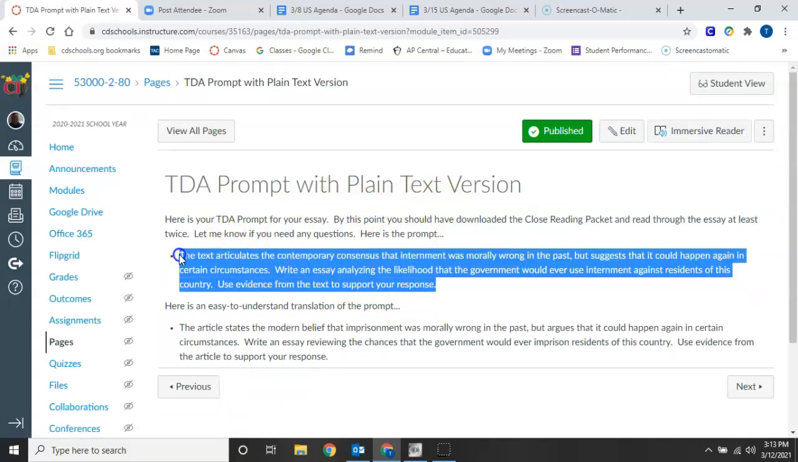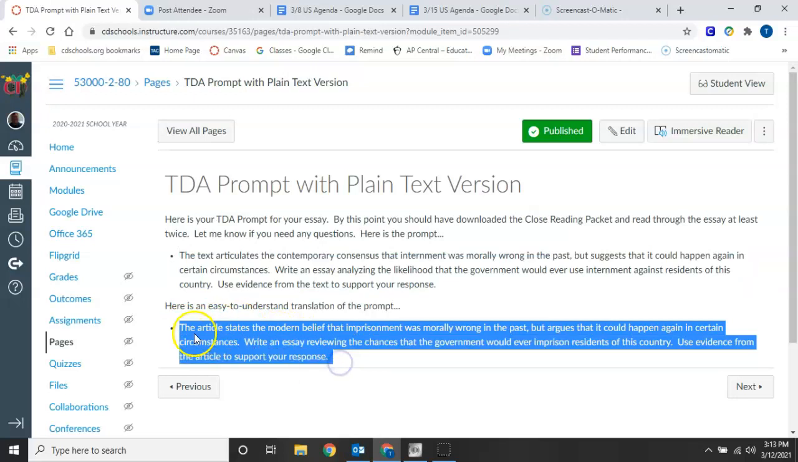And then in class on I think it was Thursday, yesterday, I'm sorry, days are kind of blending together. On Thursday, we actually did our best to translate that prompt, all right? So instead of saying the text articulates the contemporary consensus, the article states the modern belief that imprisonment or internment of people was morally wrong in the past, but argues that it could happen again in certain circumstances.